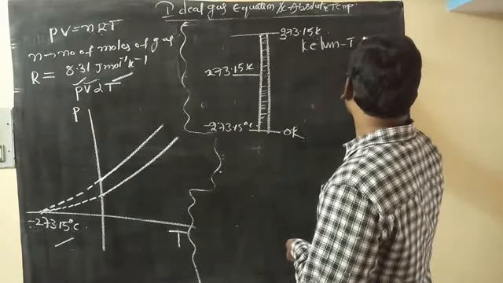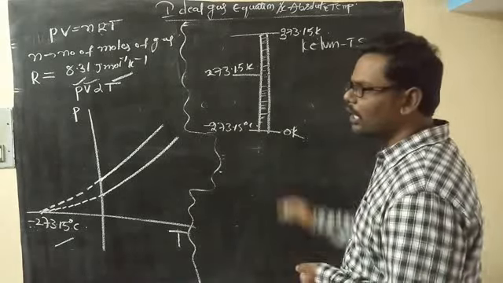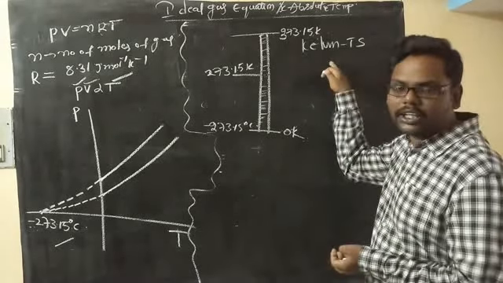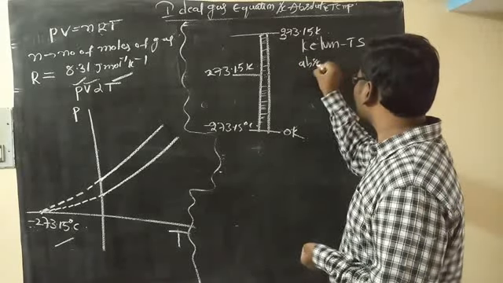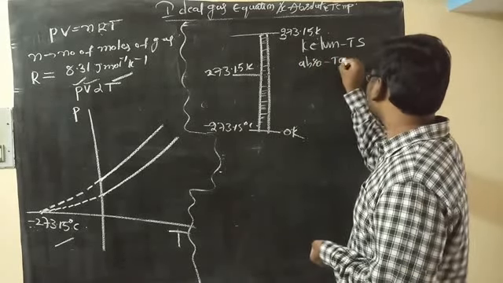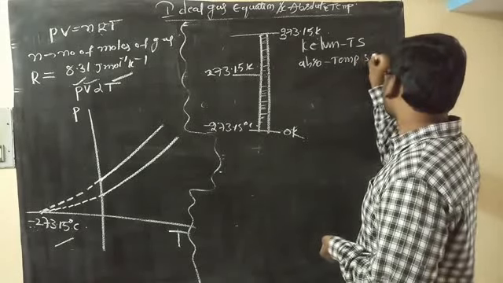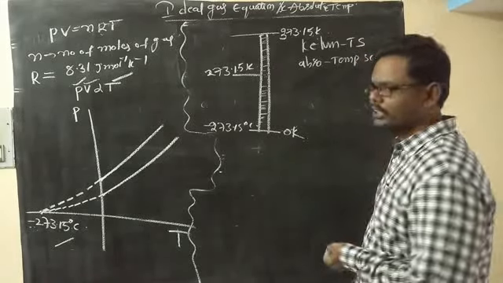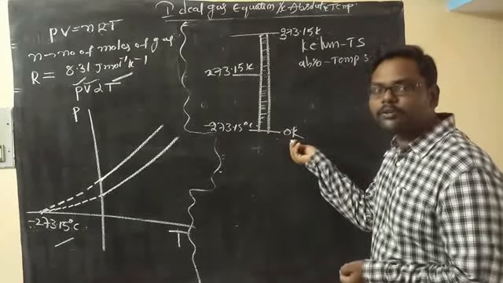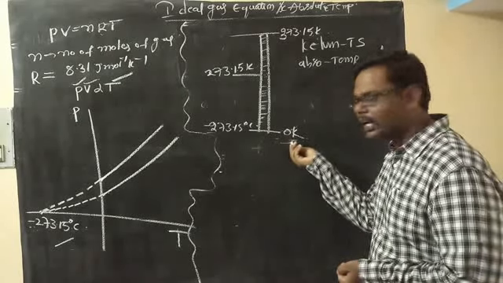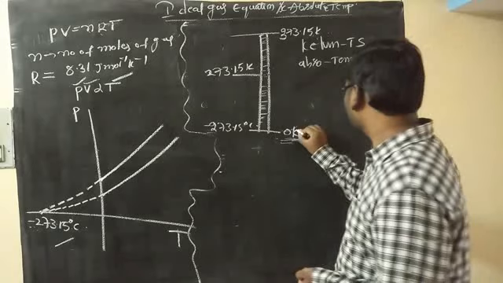Kelvin temperature scale, isn't it? And this Kelvin temperature scale is also known as the absolute temperature scale. Zero of this scale is known as absolute zero.